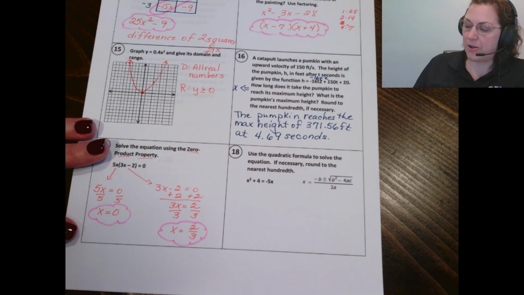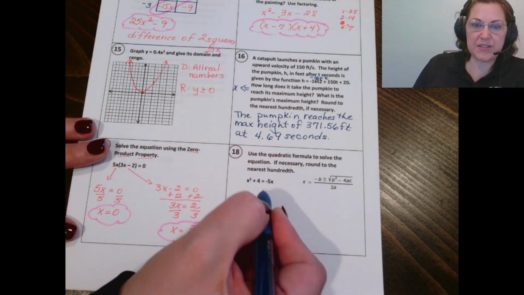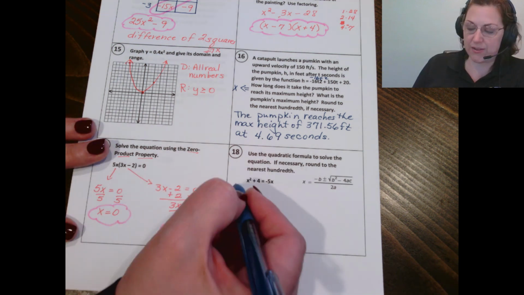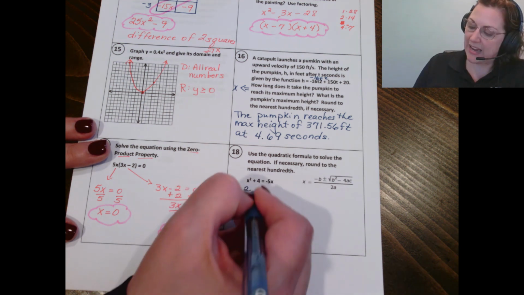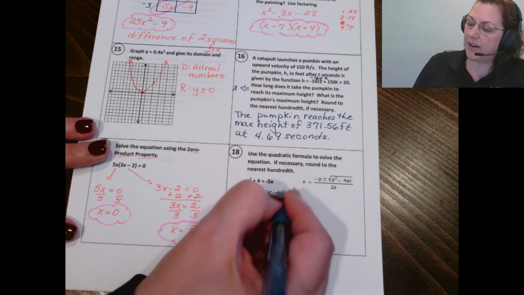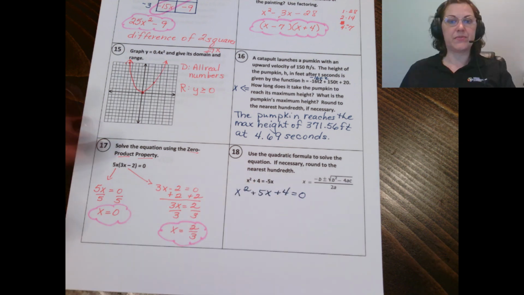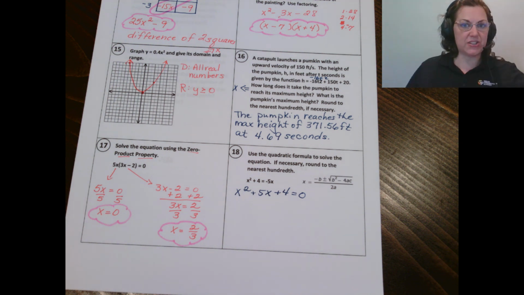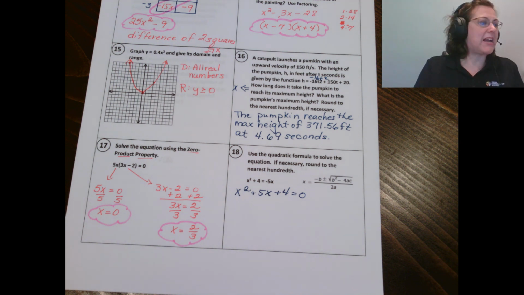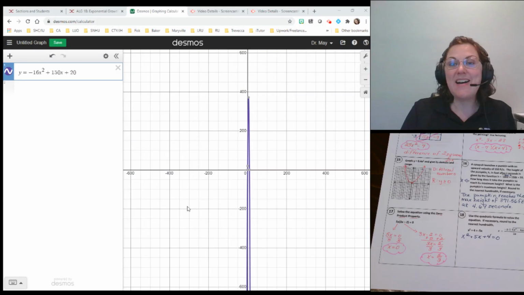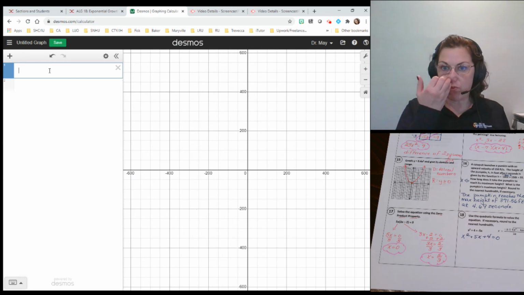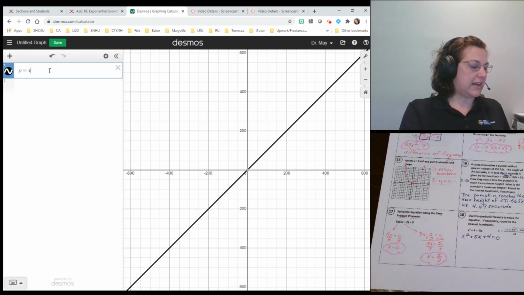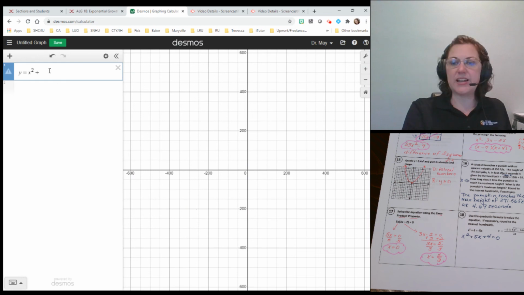Before I can use Desmos, though, I've got to get this equal to 0. That means I've got to move this 5x over to the other side. When I move it to the other side, I want you to make sure you're adding it. You're doing the opposite of what is there. Okay, it was negative 5x. That's why I added to the other side. Now let's switch back to our Desmos. I'm going to show you how Desmos is going to be your friend here. I want you to put in y equals x squared plus 5x plus 4.